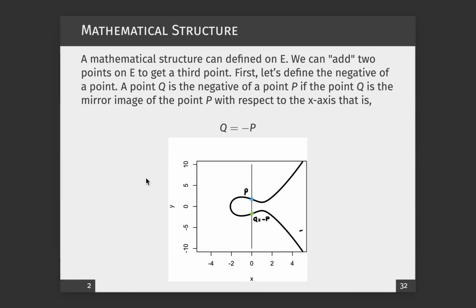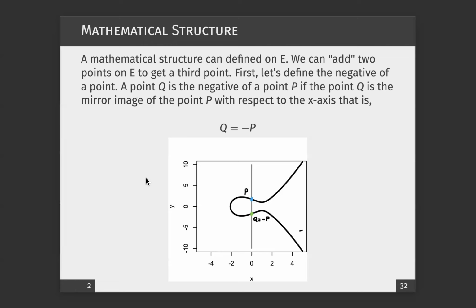So the same goes here. You can define a mathematical structure. You can define addition, an addition of points. I'm getting ahead of myself. When you have 2 points on an elliptic curve, you can derive a third point by adding them. So you add 2 points and you get a third point.